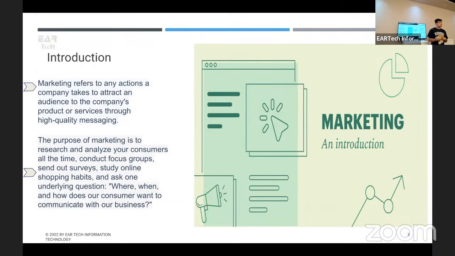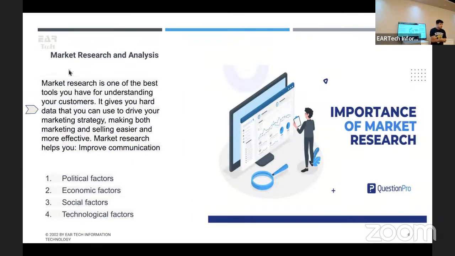So you need to know what your customer needs to understand what you can provide to them, so you can provide the best service and the best product to your customer. So, market research and analysis. Market research is one of the best tools you have to understand your customers. It gives you hard data that you can use to drive your marketing strategies. Marketing and selling: you're marketing your product and selling it, and it makes it easier and more effective. Market research helps you improve communication with your customer. So as I said, knowing what your customer wants, providing the best service.